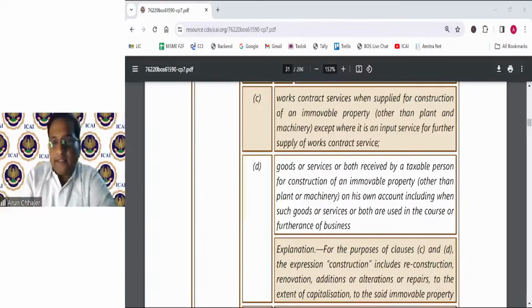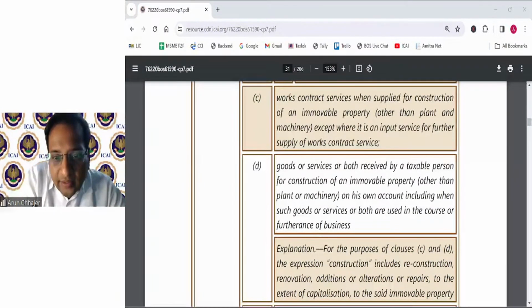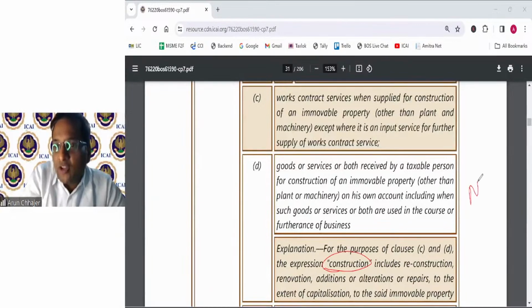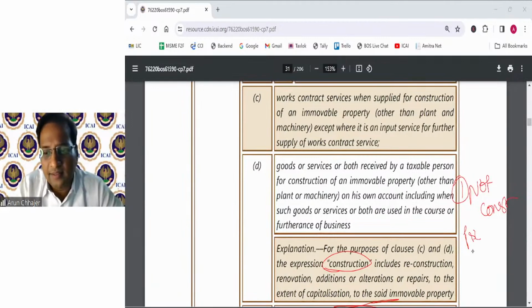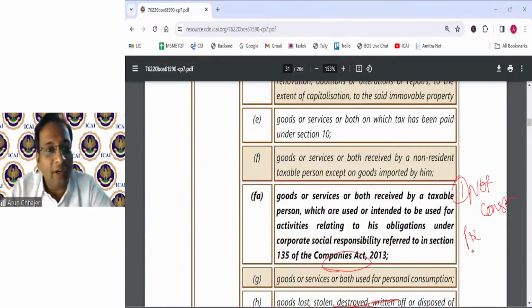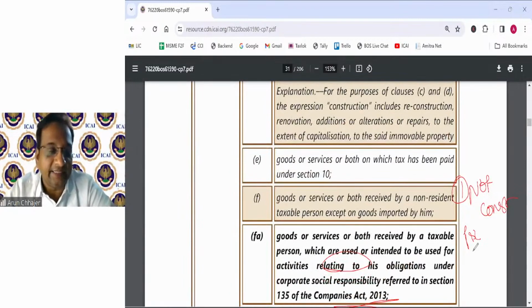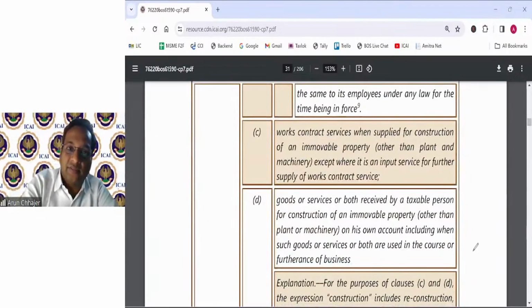Fine. Let me give the answer. The first point: if it is not construction. What does it mean? Construction means capitalization. But I have debited to the profit and loss account. ITC would be allowed. Construction means capitalization, right? If I have not done the capitalization, then can I take the ITC? 100% yes, you can take the input tax credit if you have not done the capitalization.